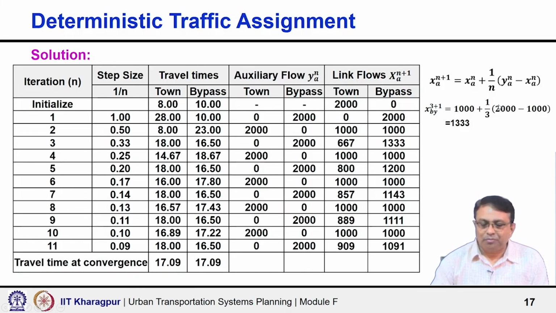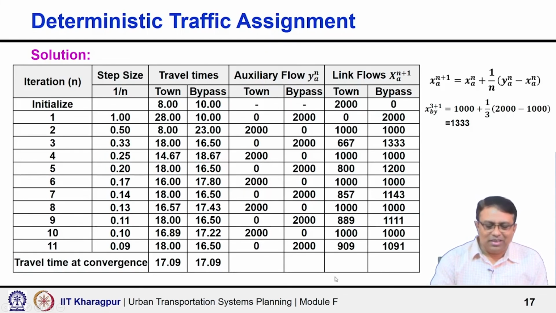And we have here this auxiliary flow, we are calling it y a n, and the link flows we are calling x a n plus 1. So, it is the nth iteration, the auxiliary flows are for the nth iteration, and the link flows we are calculating for the n plus 1th iteration. That is why it is presented in this tabular form.